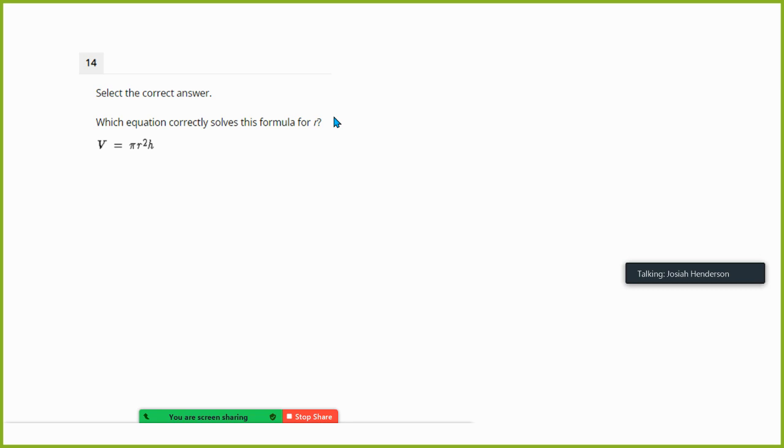And let's look at one more real quick. Which equation correctly solves this formula for r? So look below. They give us, I'll write it bigger, v equals pi r squared h. So what they're asking us to do is to solve this for r, meaning rearrange it so that it says r equals instead of v equals. Right now it's solved for v, volume, and we want to solve it for r. Another thing is treat pi like it's a number or a coefficient.